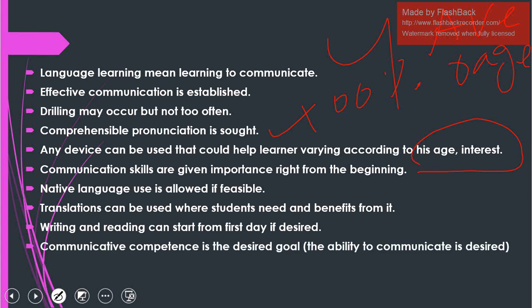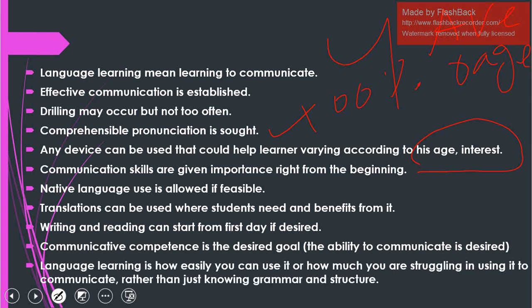Communicative competence is the desired goal, that is, how much knowledge you have to communicate. Linguistic competence means you have the knowledge of the language. But if you don't have the knowledge of how to communicate by using language, then what is the use of that linguistic competence? Language competence means to know language, but communicative competence means to know how to use language. So these are two points. If you know the language, that's not enough. If you know how to use language, that is the key.